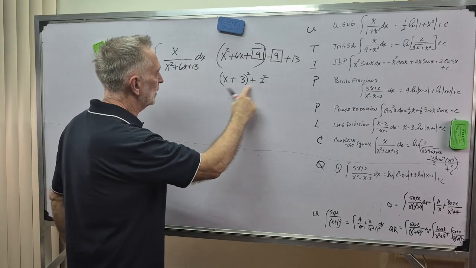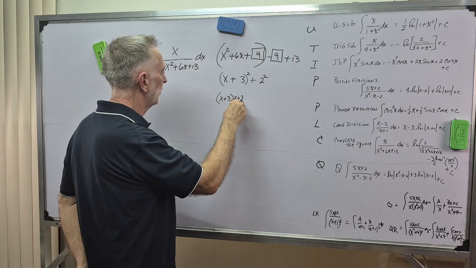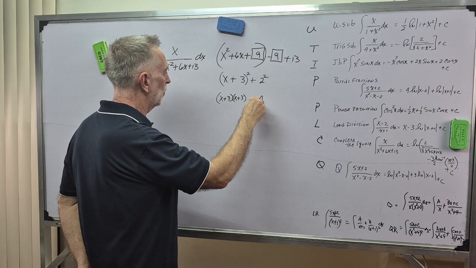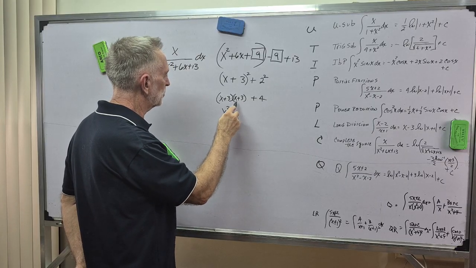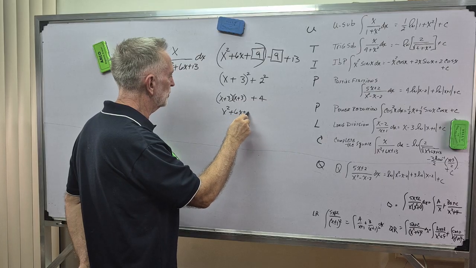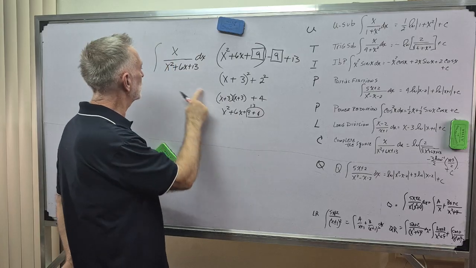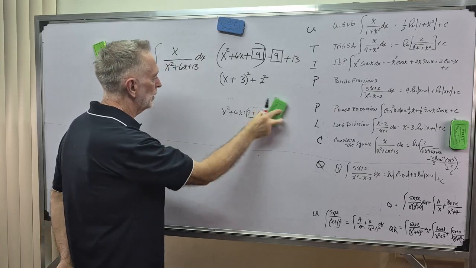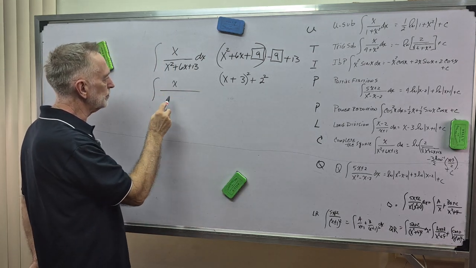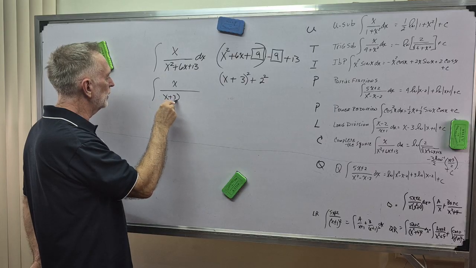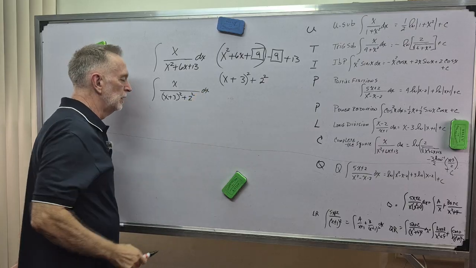Let's FOIL this and make certain we're okay. So x plus 3 squared plus 4. So that's x squared plus 3x plus 3x, that's 6x plus 9 plus 4. Hey, that's 13. So x squared plus 6x plus 13. So we know that's correct. All right, so we've transformed our equation into x plus 3 squared plus 2 squared dx.